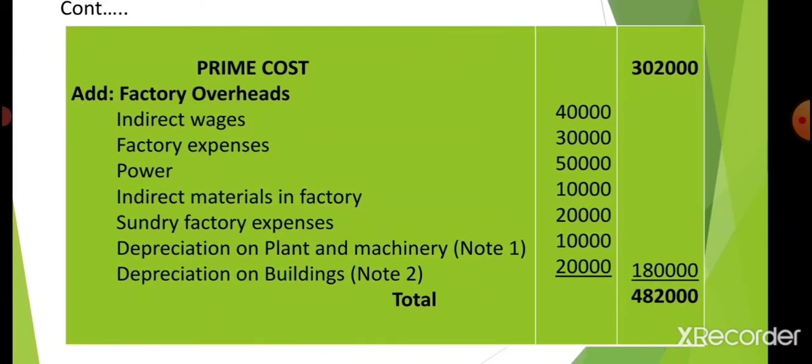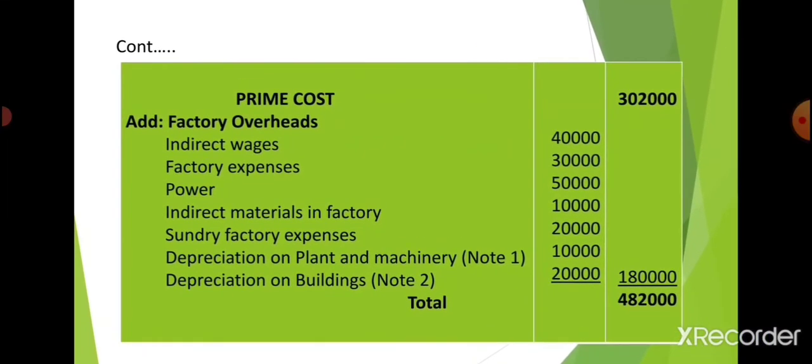So there is a scrap of raw material that we have already taken under the head materials consumed. Okay, here we have 1,80,000 of factory overheads. We have to add this to the prime cost. So 3,02,000 is the prime cost, and then we have factory overheads of rupees 1,80,000. Total we have 4,82,000.